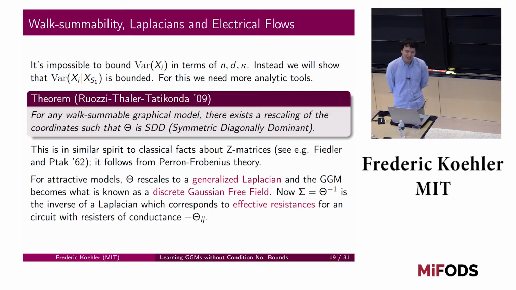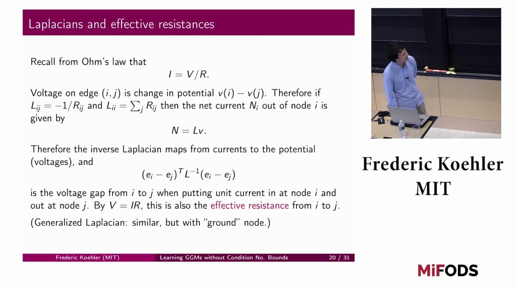What this means for attractive models, which are a special case of walk-summable, is that when I rescale, it becomes something called a generalized Laplacian. That's just what it means to be attractive and SDD. And so the corresponding Gaussian graphical model becomes what would be known as a discrete Gaussian free field. The important thing is now the covariance matrix is the inverse of a Laplacian. And there are all of these beautiful facts about this, which means that you can interpret the entries basically in terms of electrical quantities. So I thought I would review this really quickly because I wasn't familiar with this beforehand.